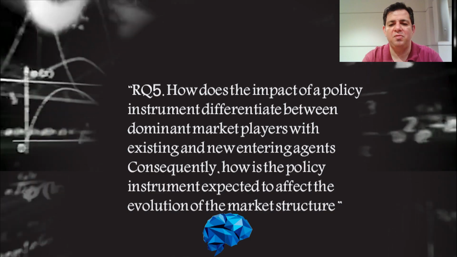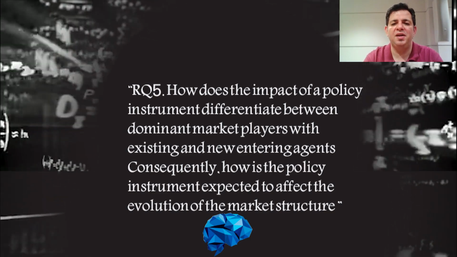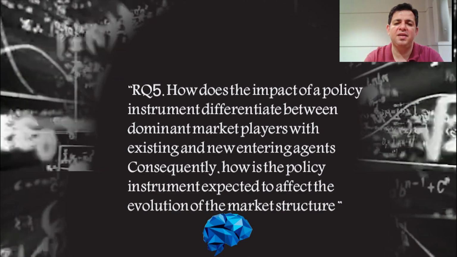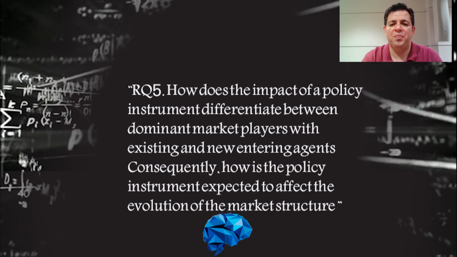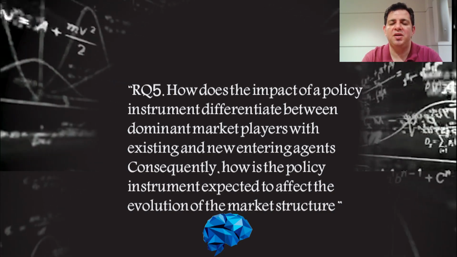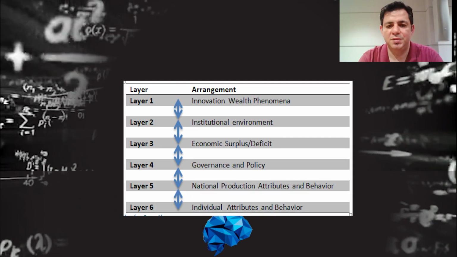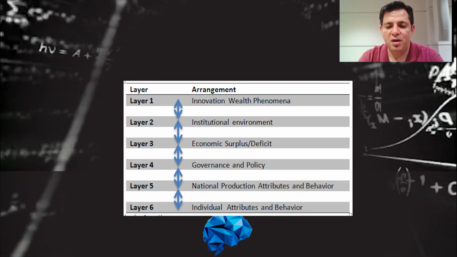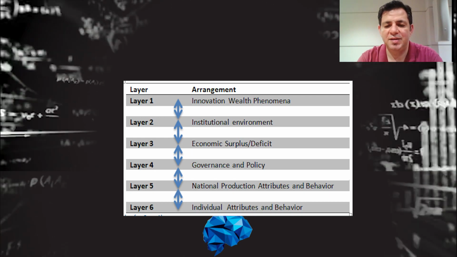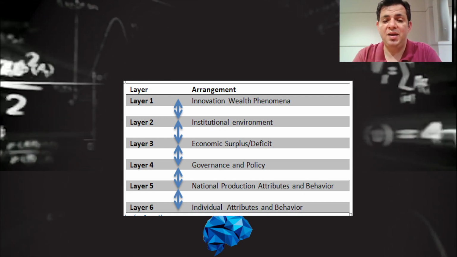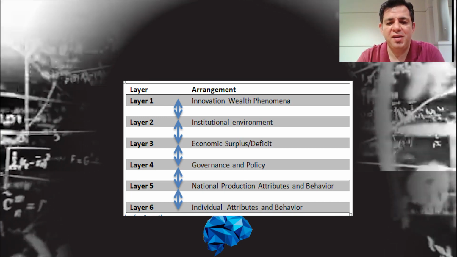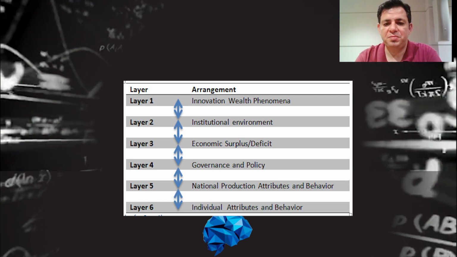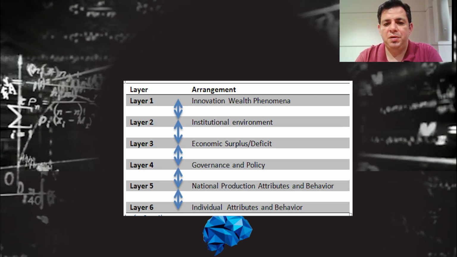And question 5. How does the impact of a policy instrument differentiate between dominant and market players with an existing and new entering agents? Consequently, how is the policy instrument expected to affect the evolution of the market structure? Our methodology in approaching the modeling problem on hand is in line with Carney's methodology. You can see more details about it in the original paper.